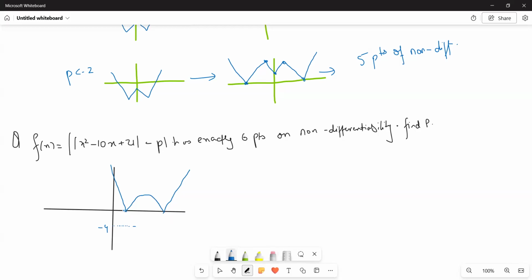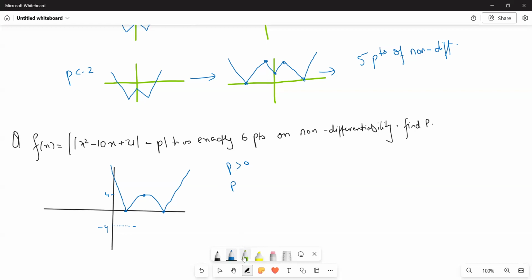which will create 2 points of non-differentiability. Now we have a minus p. Okay. And this tip will now come at 4. So again 3 cases will be formed here. If p is greater than 0, p lies between, okay, here we have to do minus p.